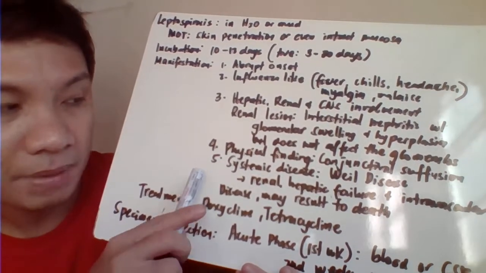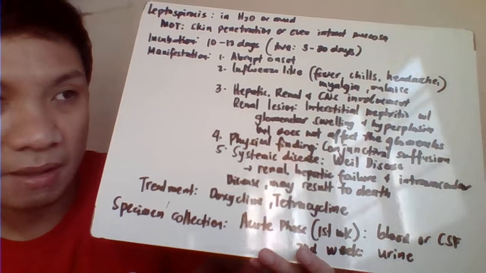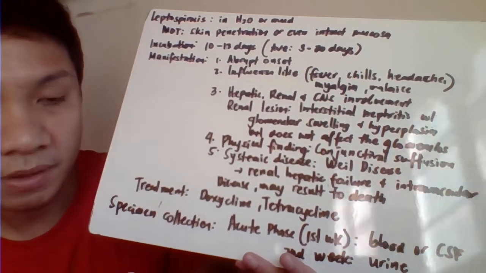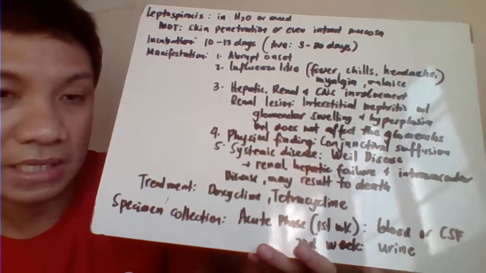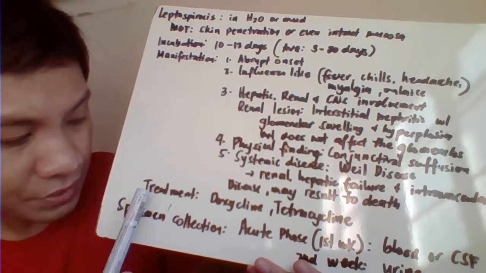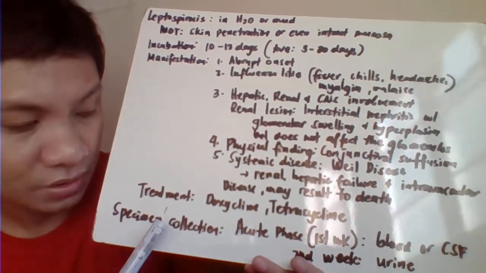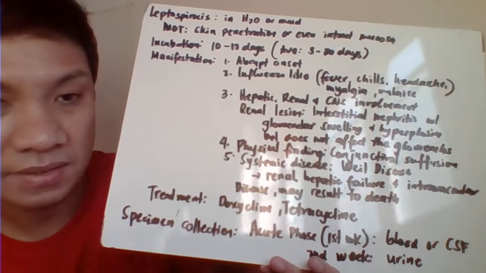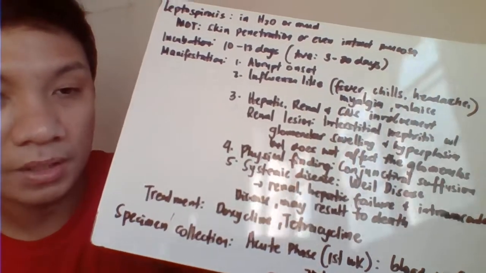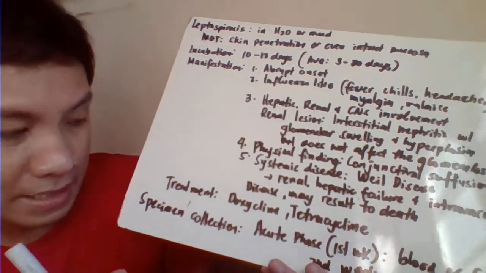Later on, the patient develops a systemic disease characterized by problems in the liver, hepatic and renal failure, and with intravascular hemolysis, which if left untreated results in the death of the patient. For the treatment, doxycycline. If the patient has been exposed, doxycycline could also be a prophylaxis. It could also help prevent infection if you come in contact with the water, then you can take this one. It could help. Mura lang naman ang doxycycline.